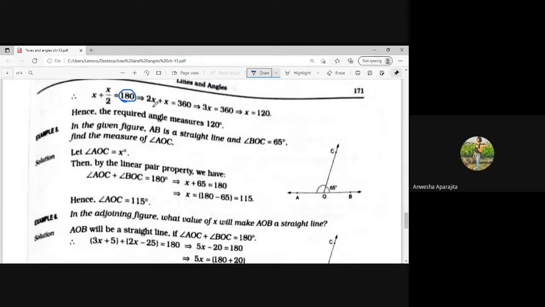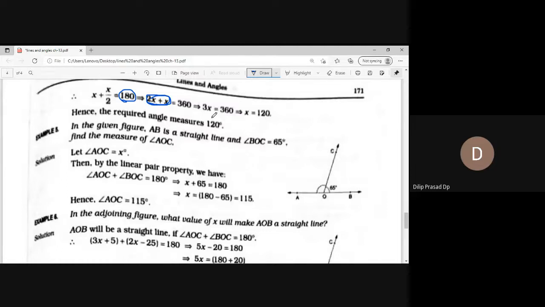Then how do we get 2x here? How do we solve x plus x by 2? Here it is given x plus x by 2. We will take the LCM of this, and then it will be multiplication. Do you remember how to take the LCM in the algebra part? We have read about that.